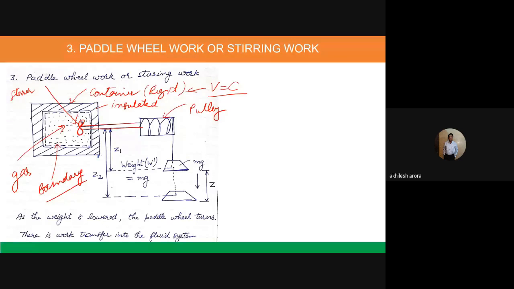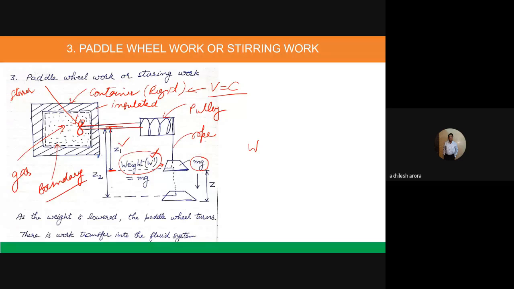So what exactly are we doing? This is the rope here, and at the end of the rope there is a weight. The value is equal to mg, and it is represented by w dash, because work we are representing by w. So w dash is the weight, which is equal to m into g. From the center line of the shaft, the initial position of this weight is z1.